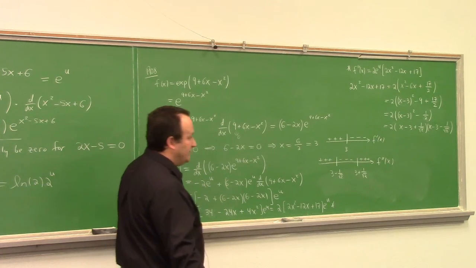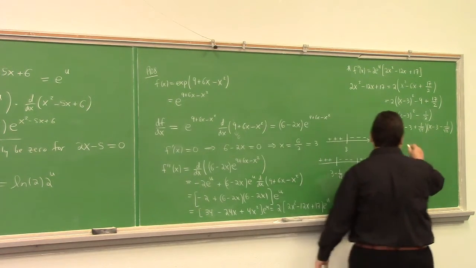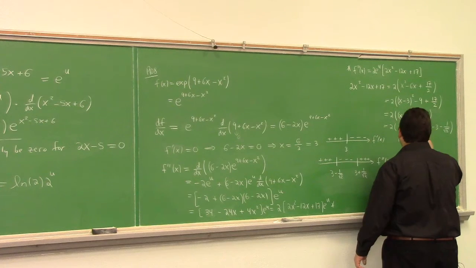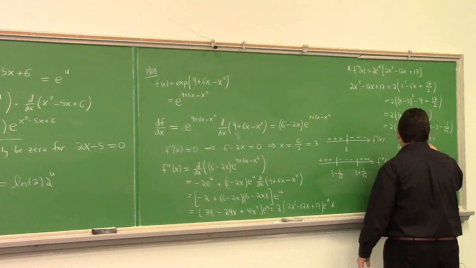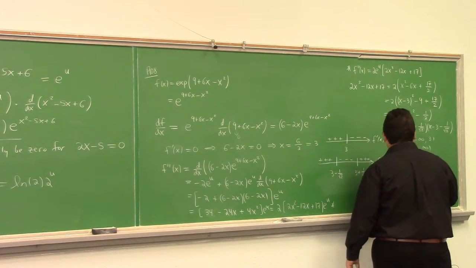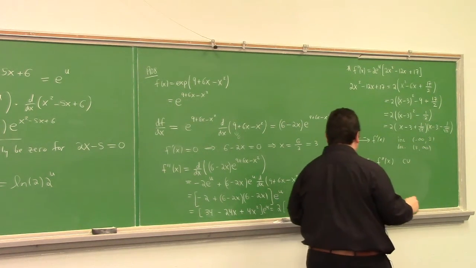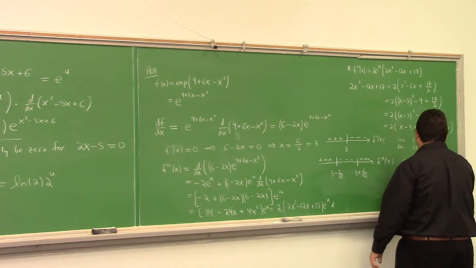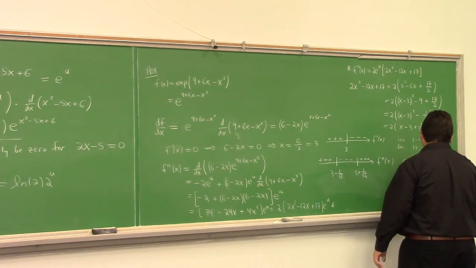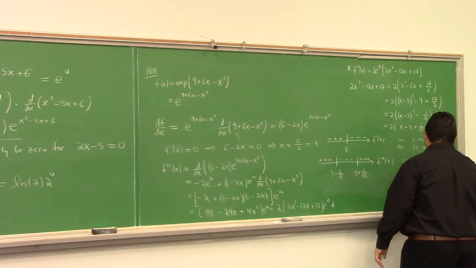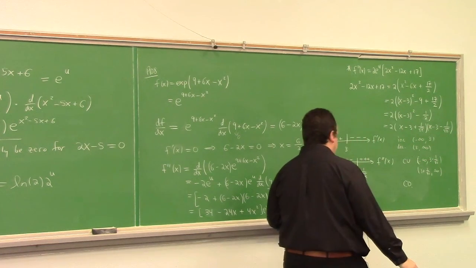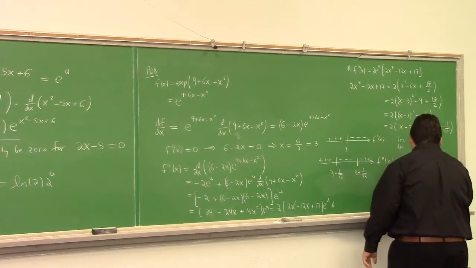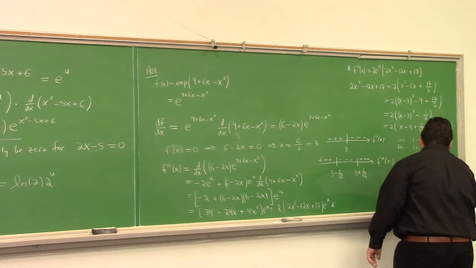Where is it increasing? Where is it decreasing? Increasing from minus infinity to 3, decreasing from 3 to infinity, right? Where's it concave up? Concave up from minus infinity to 3 minus 1 over root 2, and also from 3 plus 1 over root 2 to infinity. Where's it concave down? Concave down between 3 plus or minus 1 over root 2. And how many inflection points are there?